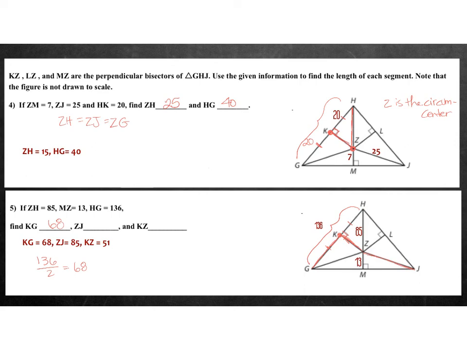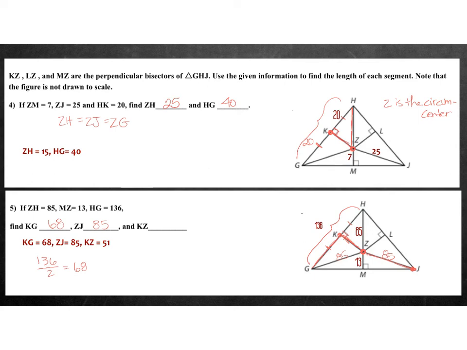Moving on to ZJ. Z is my circumcenter and J is one of my vertices. And I know that the circumcenter is equal distance to all 3 vertices. So if from Z to H is 85, then Z to J is 85, and Z to G also would be 85. The circumcenter is equal distance to all 3 vertices.